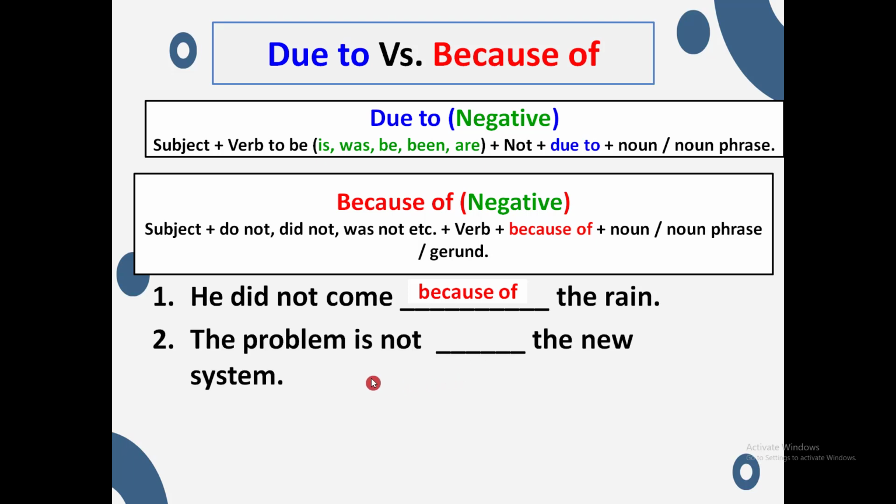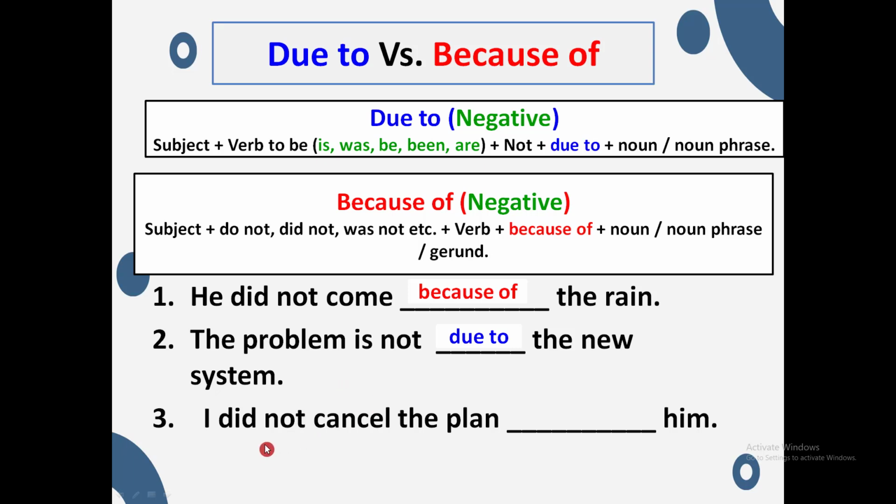Number 2. The problem is not blank the new system. Is, verb to be. After verb to be we have here not and we add here due to. The problem is not due to the new system.